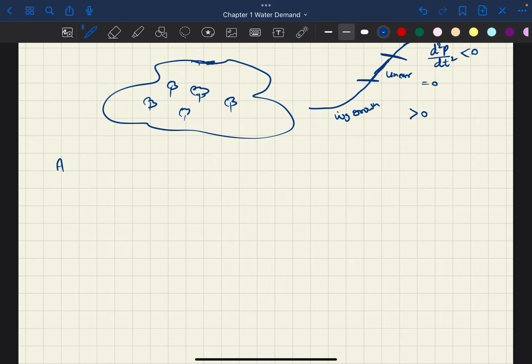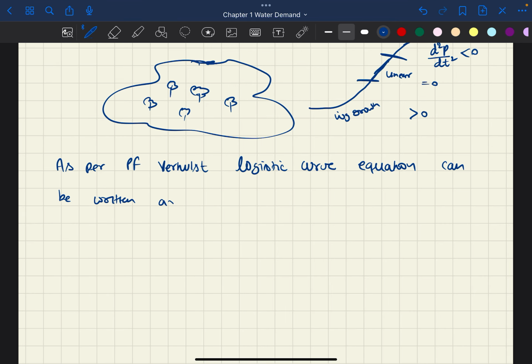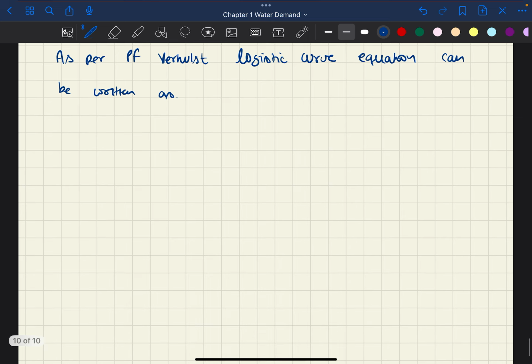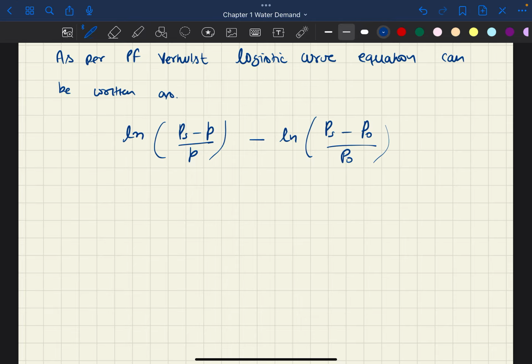So as per P.F. Verhulst, logistic curve equation can be written as ln((Ps − P)/P) − ln((Ps − P0)/P0) = −K·P_s·t.